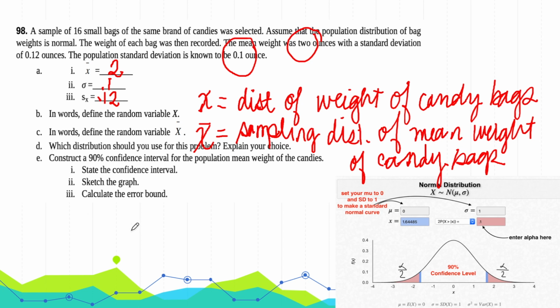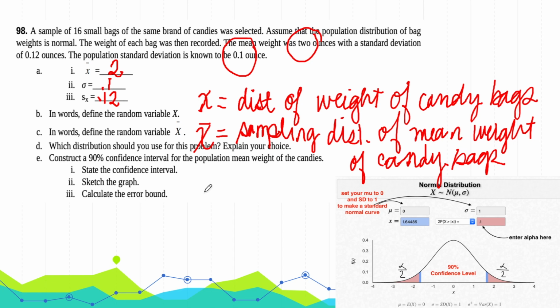Part D asks us, which distribution should we use for this problem? Explain our choice. Well, it's asking us whether we should use the normal distribution or the t distribution. Now, since we have a known population standard deviation, we want to use z-scores for our error-bound calculation, so we're going to use the normal distribution. Now we're asked to construct a 90% confidence interval for the population mean weight of the candies.